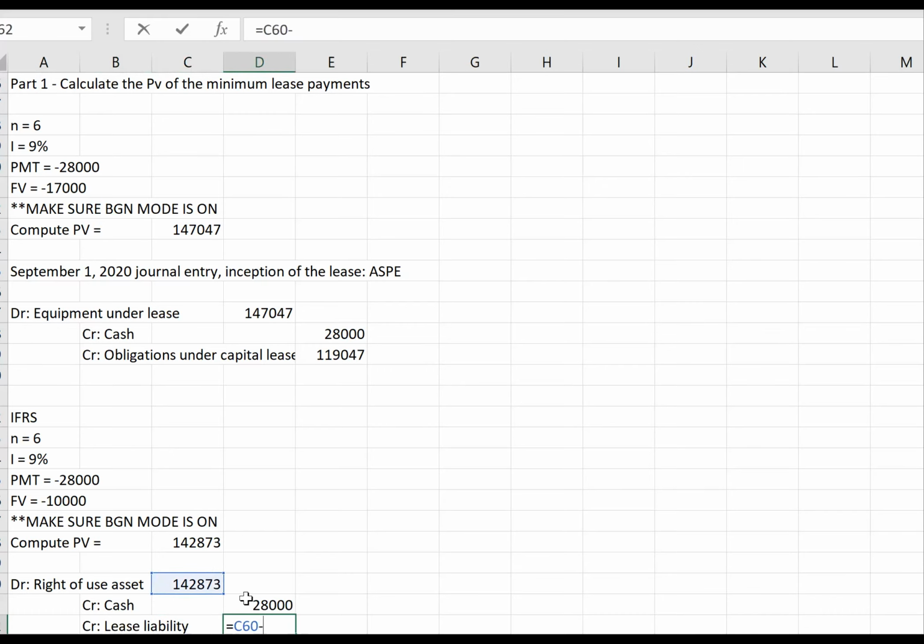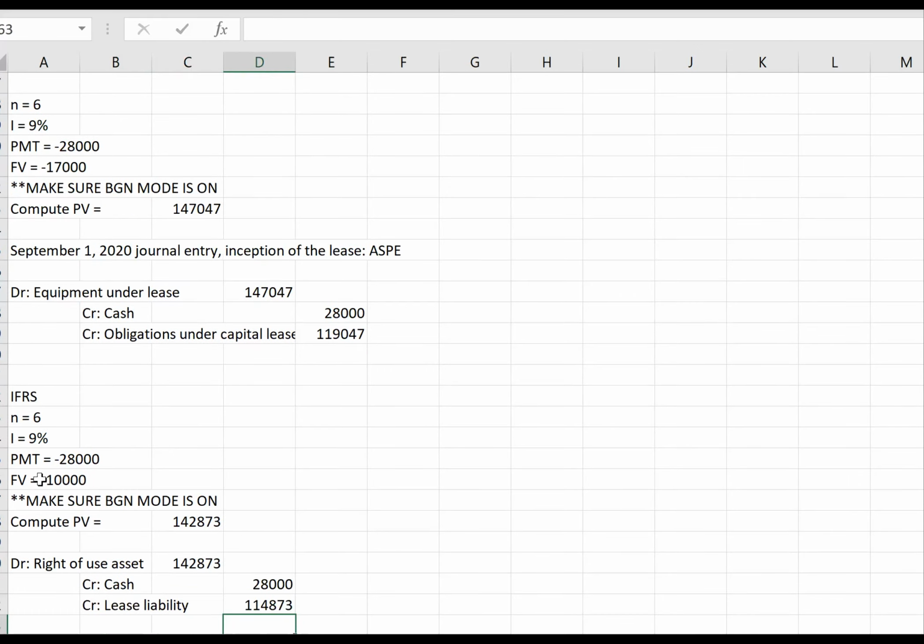So it's simply the naming of the accounts and the fact that the residual value guarantee changed between these questions. That's what's driving the difference in the numbers. And the accounts are basically the same entry, but they have different nomenclature. So here we've got right of use asset under IFRS, and here we've got equipment under lease under ASPE. We still hit cash for our first rent payment. And then here we have obligations under capital lease versus lease liability under IFRS.